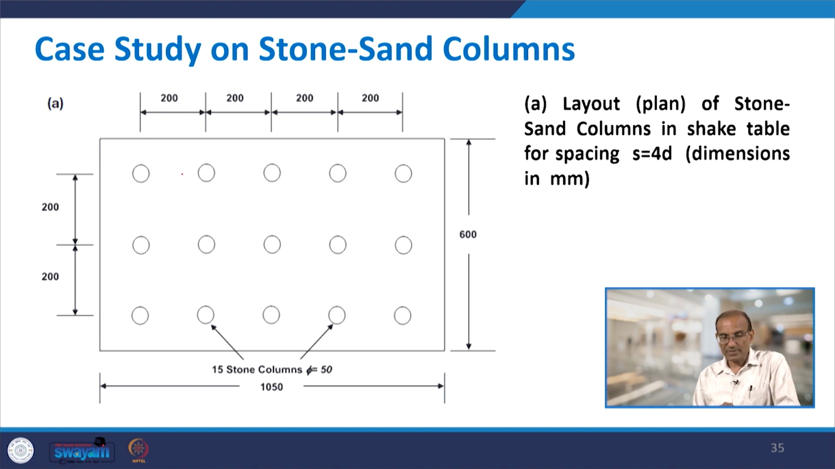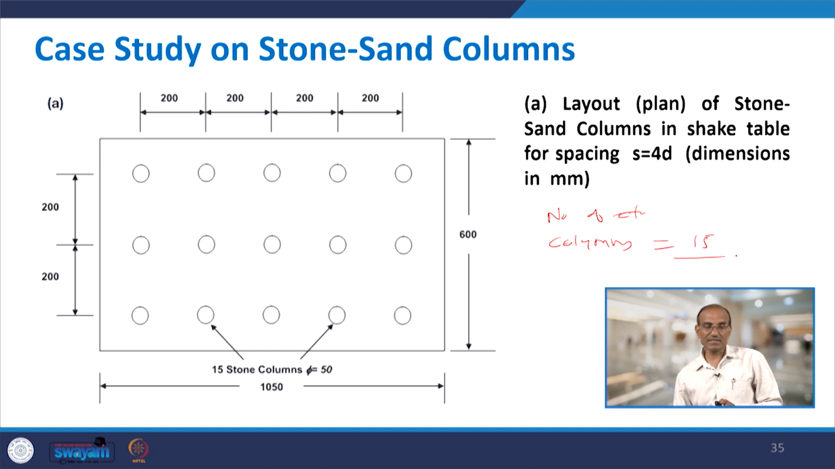So, you have 3 rows of stone sand columns, in each row you have 5. So, altogether you have how many stone sand columns? You have a total of 15 stone sand columns here. So, the number of columns in this case is 15.